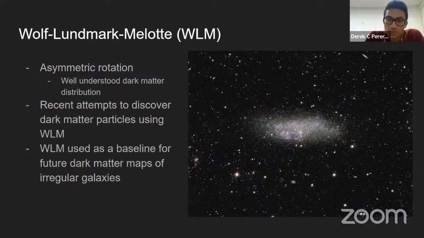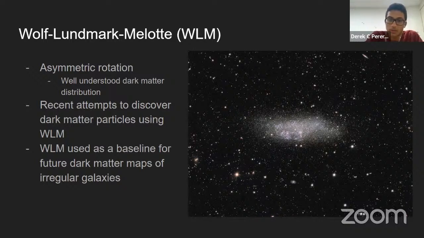So this galaxy is being used currently in research, mostly in the search of dark matter. Another weird thing about the WLM galaxy is that it has an asymmetric rotation, which means that one side of the galaxy rotates faster than the other side of the galaxy. So apart from being a weird feature of the galaxy, it also makes it very easy for astronomers to constrain how much dark matter is actually present in the galaxy.